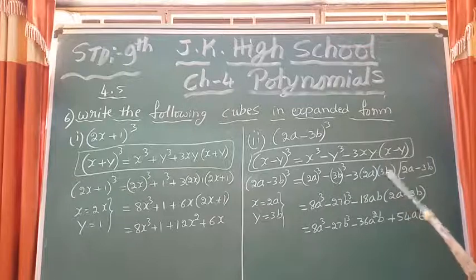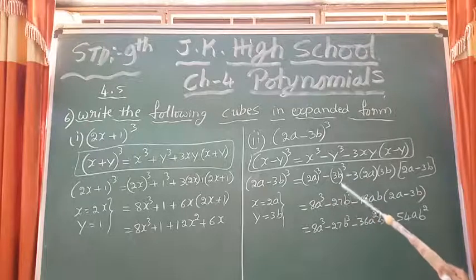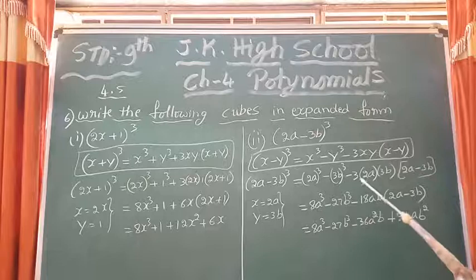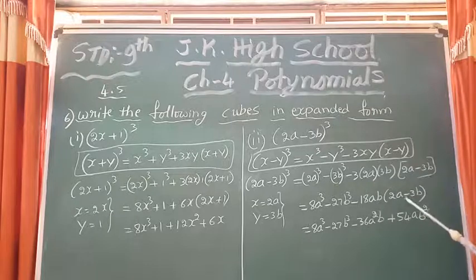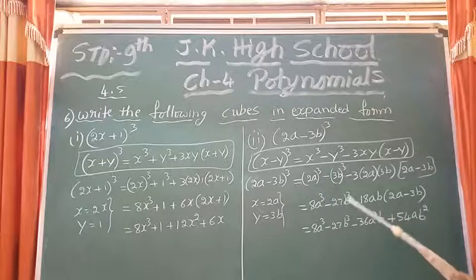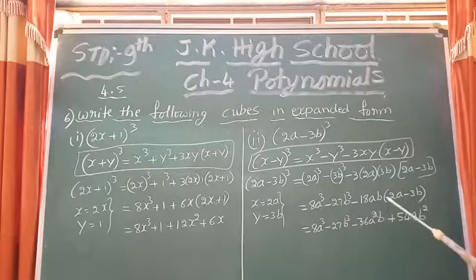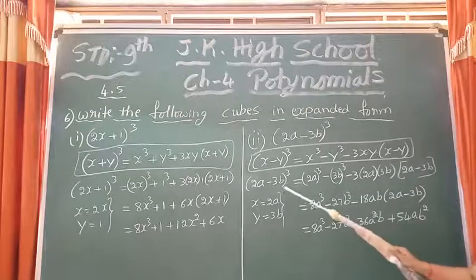3 into 2a into 3b into (2a − 3b). Simplify now: 2³ is 8a³, 3³ is 27, so 27b³. 3 twos are 6, 6 threes are 18ab, multiplied into (2a − 3b) as it is. Afterwards multiply these two: 8a³ as it is, and −27b³. Minus into plus, minus: 18 twos are 36, a into a is a², b only one is there, b. Minus into minus, plus: 18 threes are 54, a is 1 only, a ones are a, b into b is b². So this is the expansion of this cube, children.